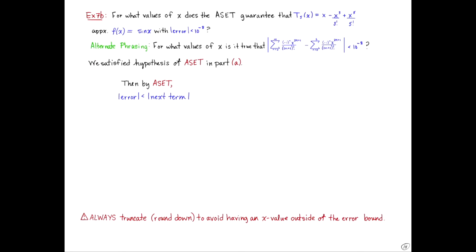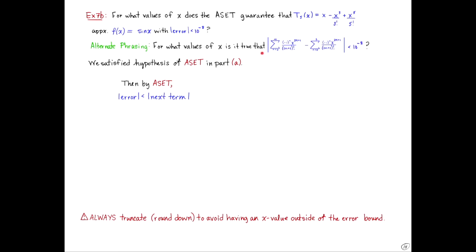We want to know for what values of x does the alternating series estimation theorem guarantee that our 5th degree Taylor polynomial will approximate f of x equal to sine x with the size of the error less than 10 to the -8th. Another way we can say this is find the difference between the absolute value of the sum from 0 to infinity minus the partial sum from n equals 0 to 2.